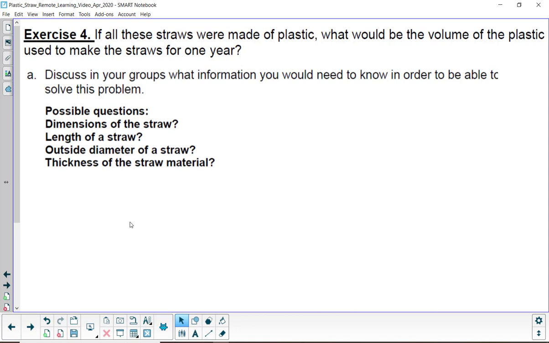So some of the possible questions are the dimensions of the straw. Like we already know the length. What about the outside diameter? What about the inside diameter? What about the thickness of the straw? Those are things that we would need to know to be able to figure out the volume of a straw, of the plastic that makes it up, that is.